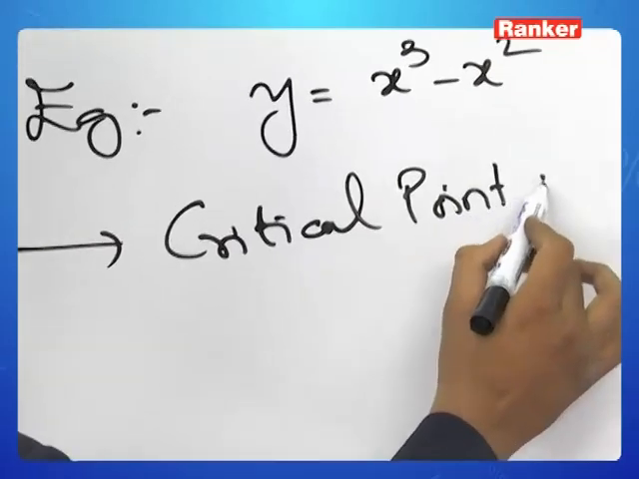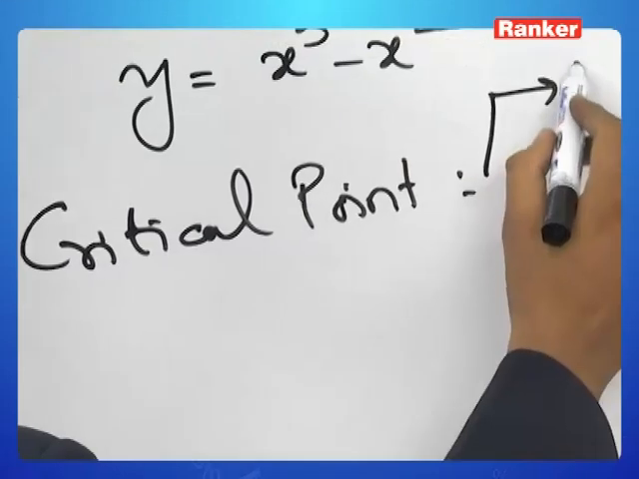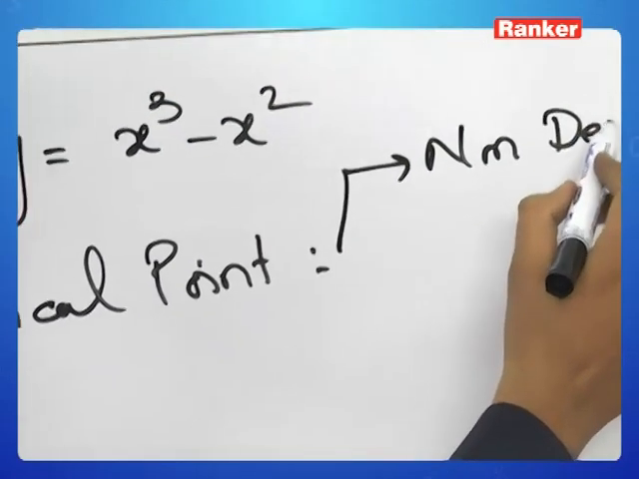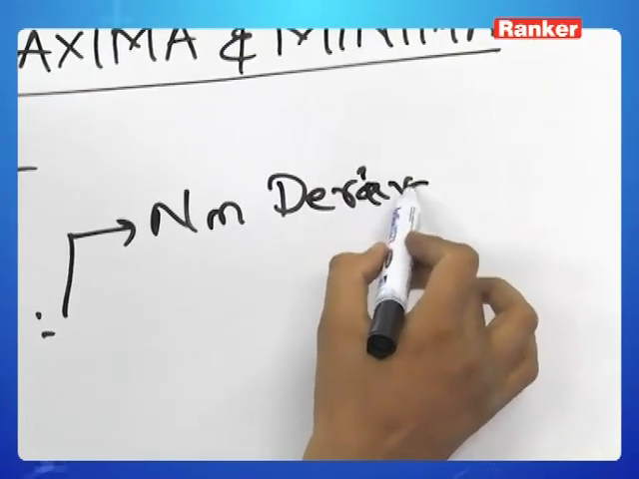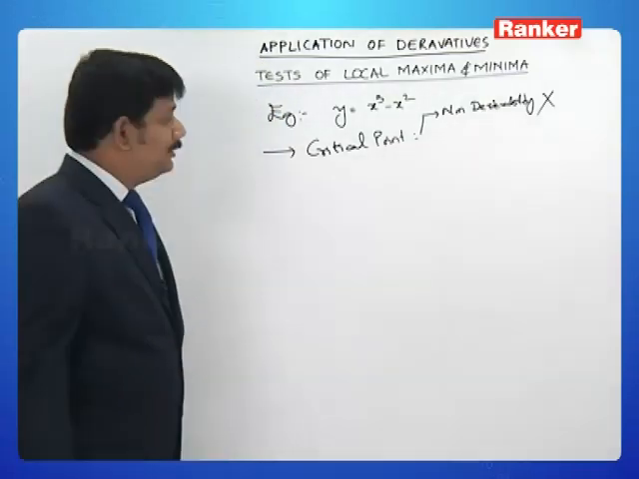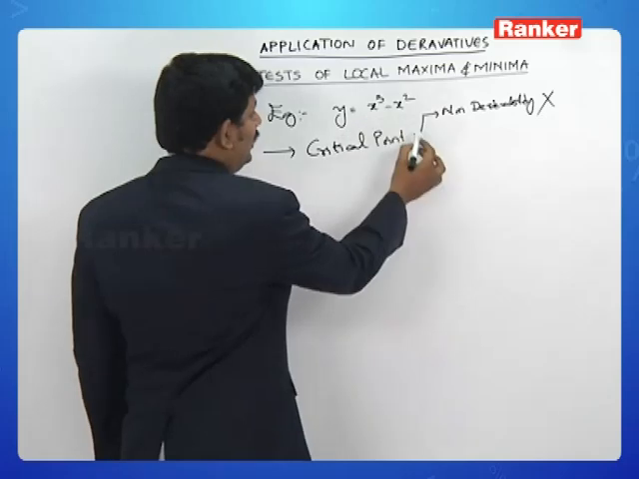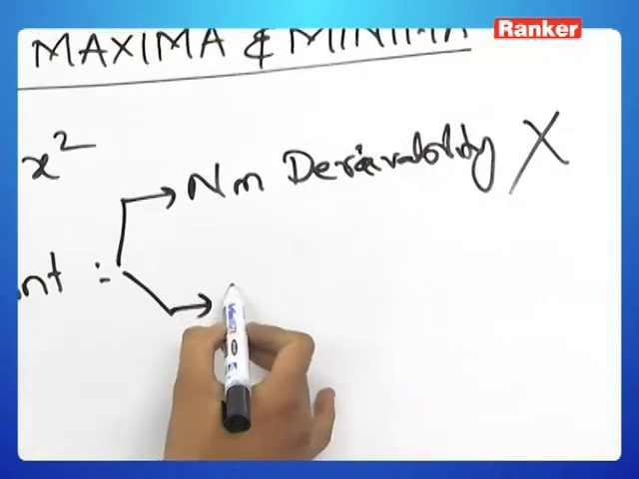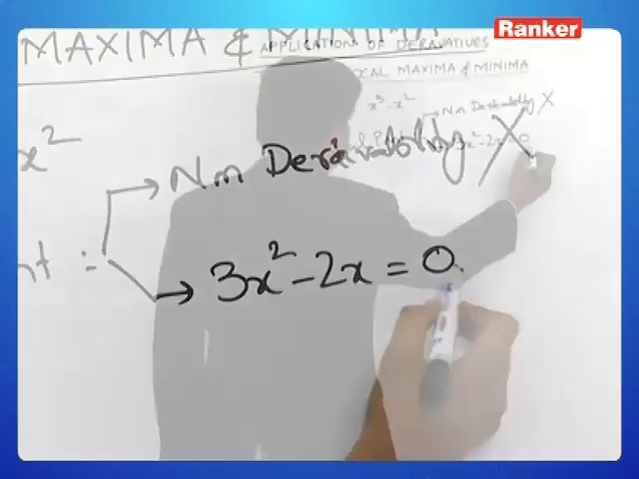First step is to find all critical points. There are no critical points because of non-differentiability, because this is a polynomial function, and polynomial functions are differentiable on R. And where the derivative is 0, 3x square minus 2x is equal to 0.